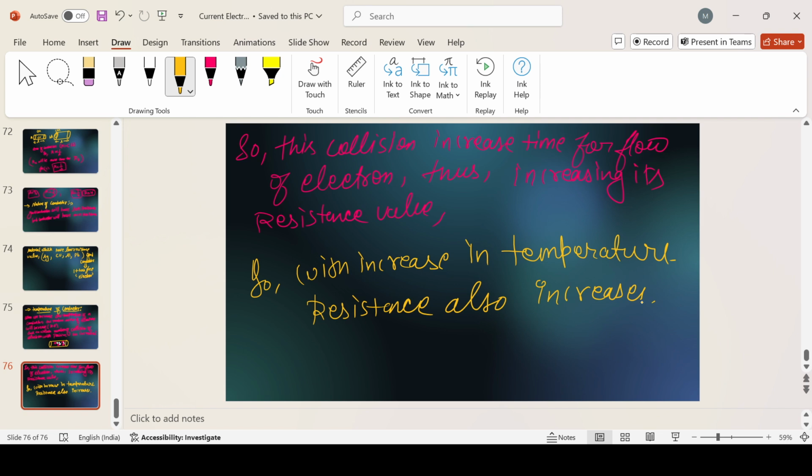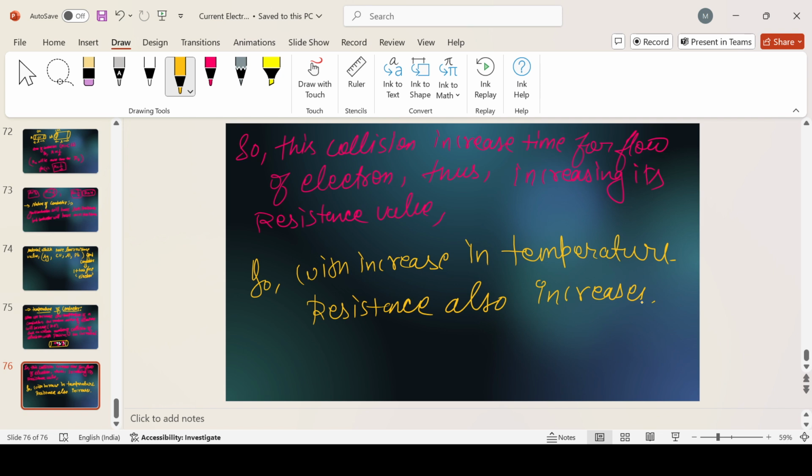So that's why the resistance of the filament of a bulb is more when it is on and it becomes less when it is off. Clear, everyone? The resistance of a bulb will be more when it is on and the resistance will be less when it is off.